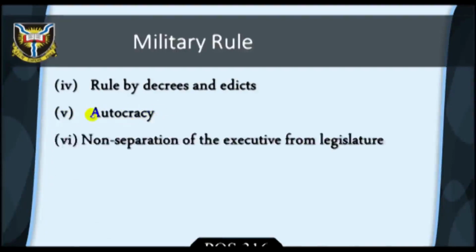Lastly, non-separation of the executive from the legislature. Under normal conditions, the military is part of the executive arm of the modern state. But when it is in power, it combines the functions of implementing laws, that is by the executive, with law-making functions by the legislature through its decrees and edicts. Ordinarily, the characteristics of military regimes listed and discussed above should tell us why it may not be as popular a system of government as democracy or any other participatory form of government.